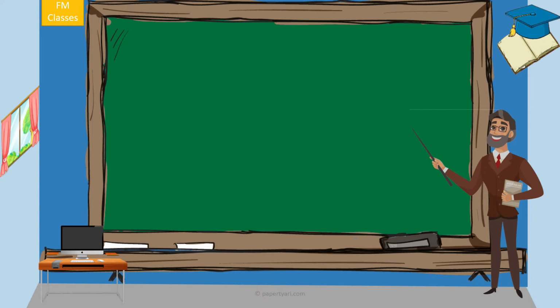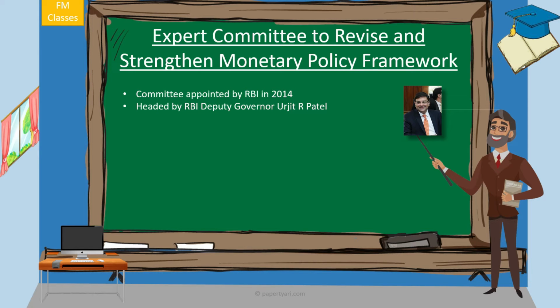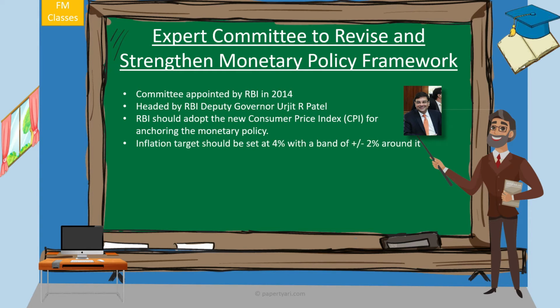So let's get started. An expert committee to revise and strengthen the monetary policy framework was appointed by RBI in 2014, and the committee was headed by the RBI Deputy Governor of that time, Urijit Patel, who later became RBI Governor also. The committee recommended that RBI should adopt a new index for anchoring the monetary policy, and that index was Consumer Price Index. Another suggestion of the committee was that monetary policy should target inflation at 4% with a variation of 2%, either plus 2% or minus 2%. So the inflation target should lie between 2% and 6%.